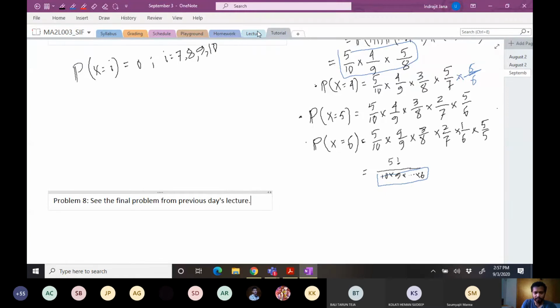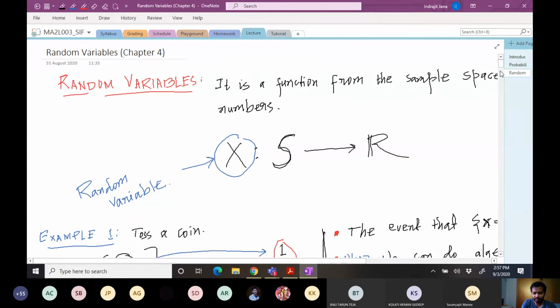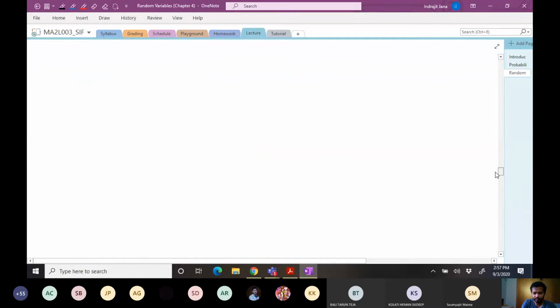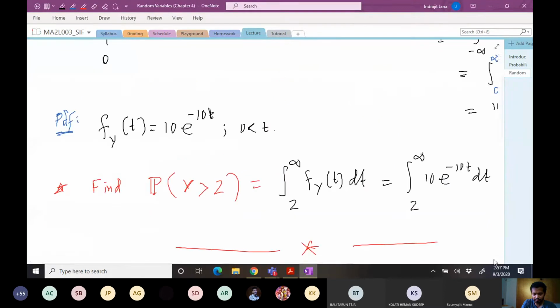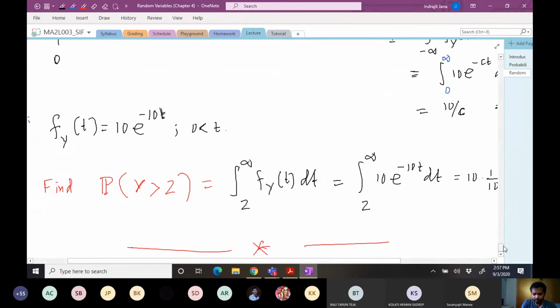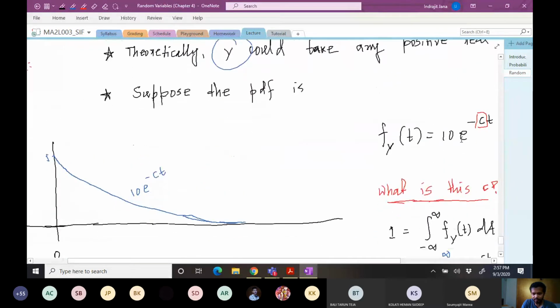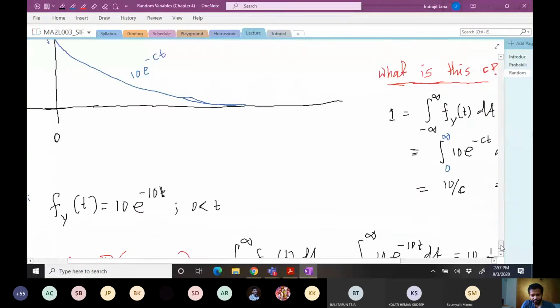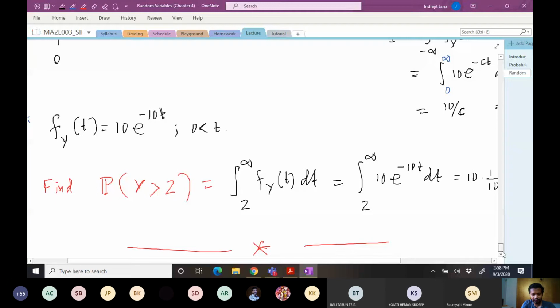On the previous day, we did a problem which is totally identical to this problem 8. The final problem that we did yesterday was this one, where I gave you a PDF with some unknown constant, and how to figure out this unknown constant? You have to use the fact that integration is equal to 1, and that's how we find the unknown constant. And once you find the unknown constant, you can figure out the probability of an event just by simply doing the integration. Problem 8 is exactly the same thing.